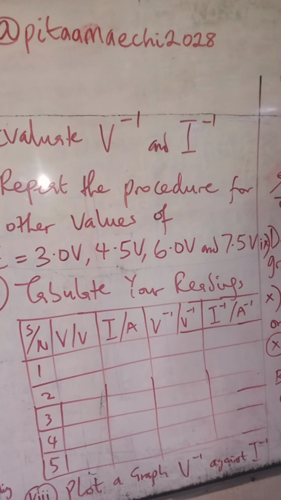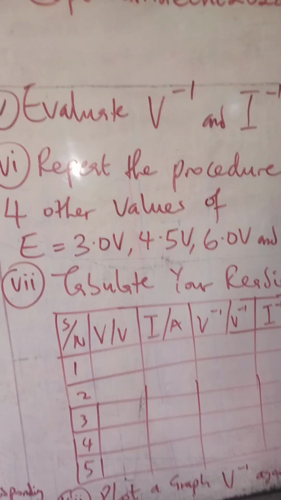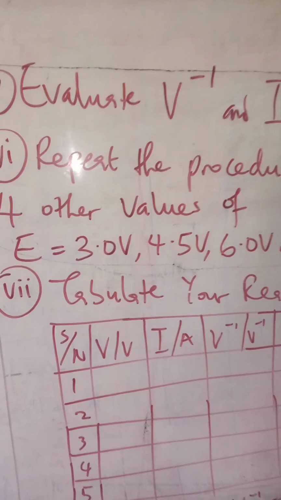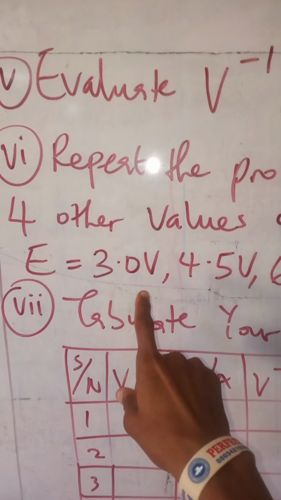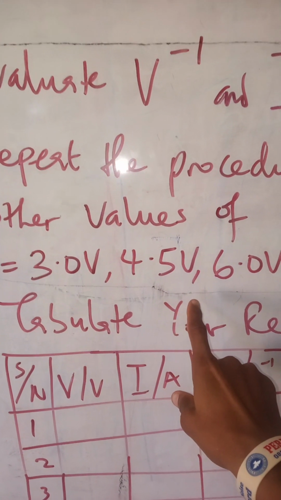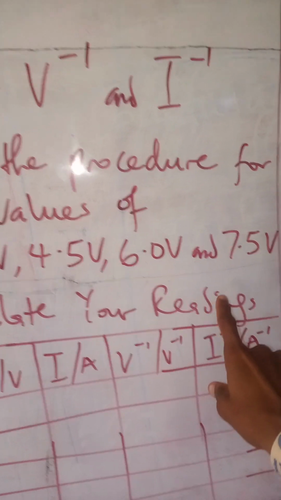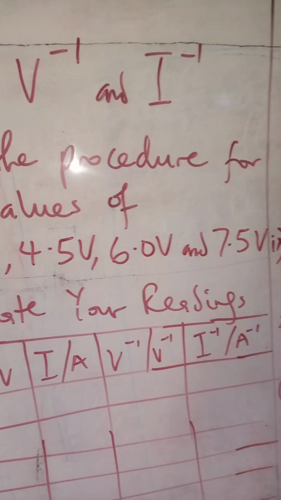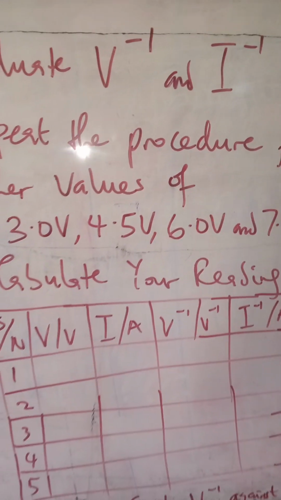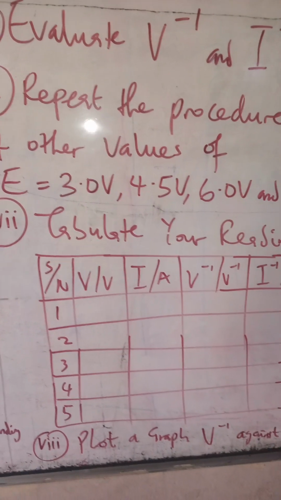Then you repeat for 4 other values of a cell having an EMF 3 volts, so you double the cell. 4.5 volts, make it 3 cells. 6 volts, that's a battery of 4. Then 7.5, battery of 5. So altogether, each is 1.5 volts.